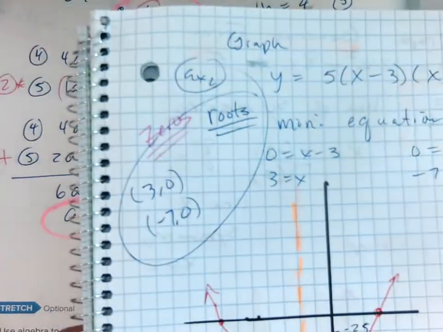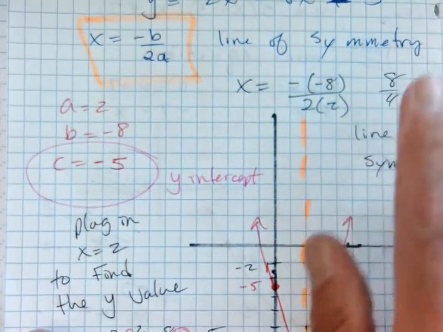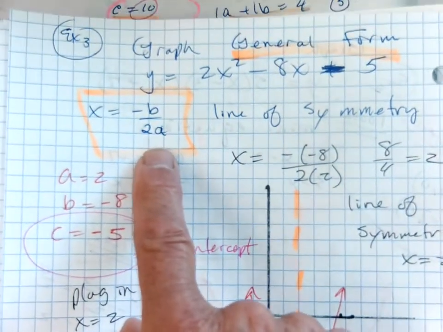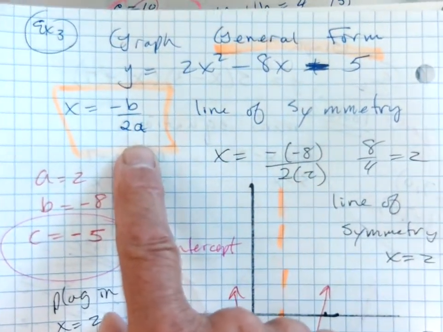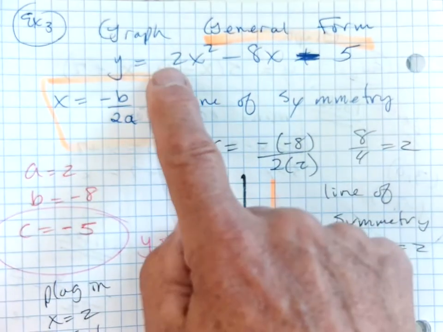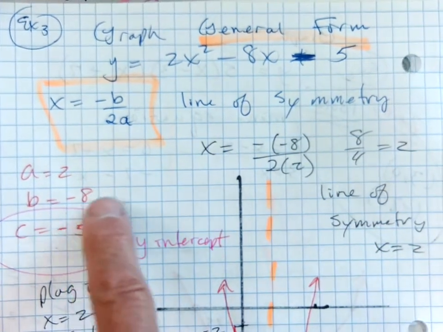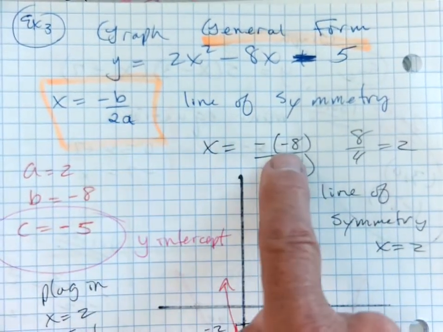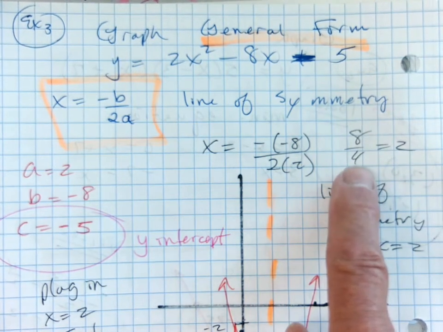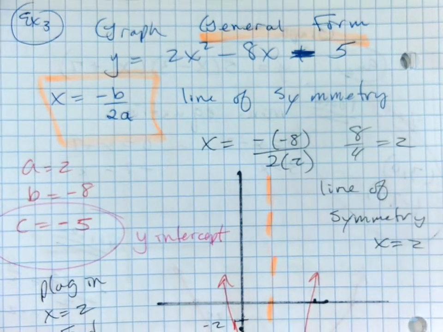And then finally the third one is if it is in what we call general form, and I have to use negative b over 2a to define the line of symmetry. So this is the equation, negative b over 2a, with a, b, and c. So negative b over 2a is negative negative 8 over 2 times 2, which is 8 over 4, which is 2. So my line of symmetry is at 2. So somewhere on this is my vertex.